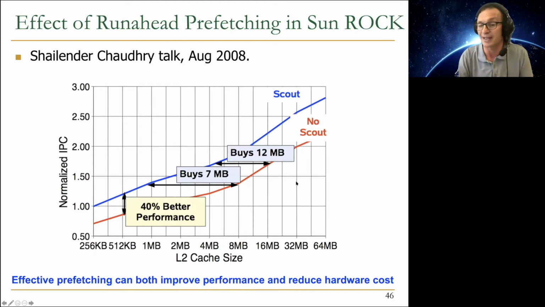And that's what they're showing in this slide. So over here, for example, they're basically saying, instead of building a 16 megabyte cache, just add a prefetcher to a 4 megabyte cache, basically. You get a similar amount of performance.